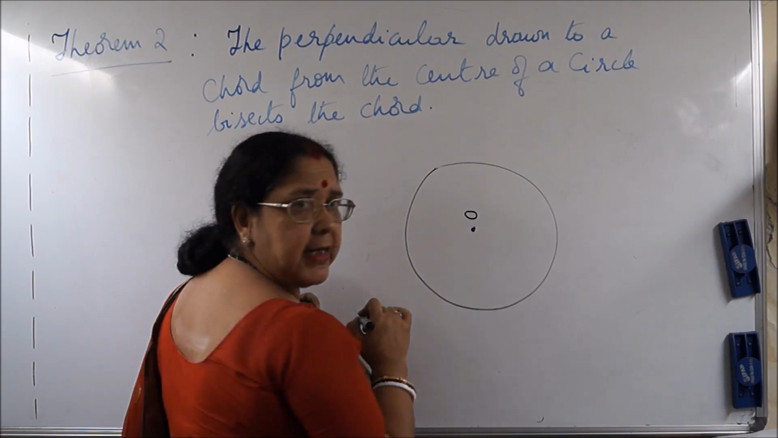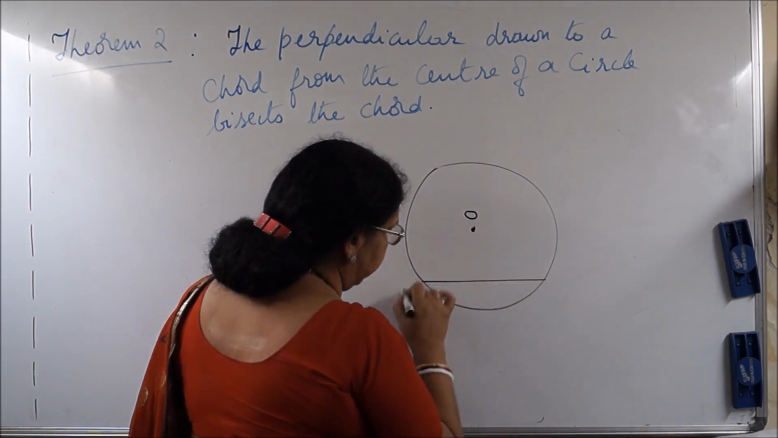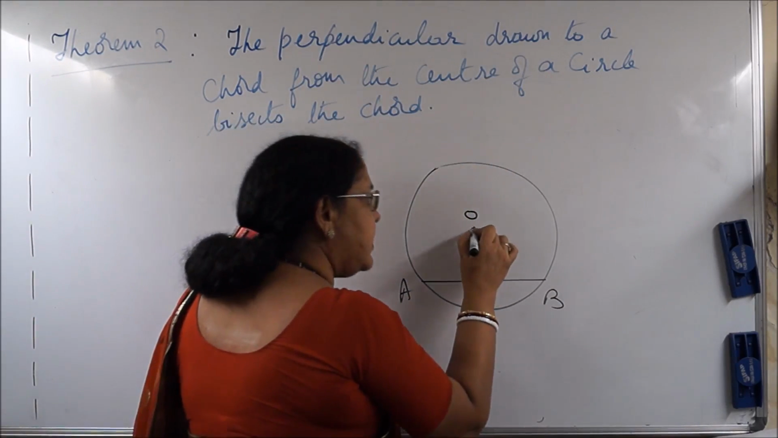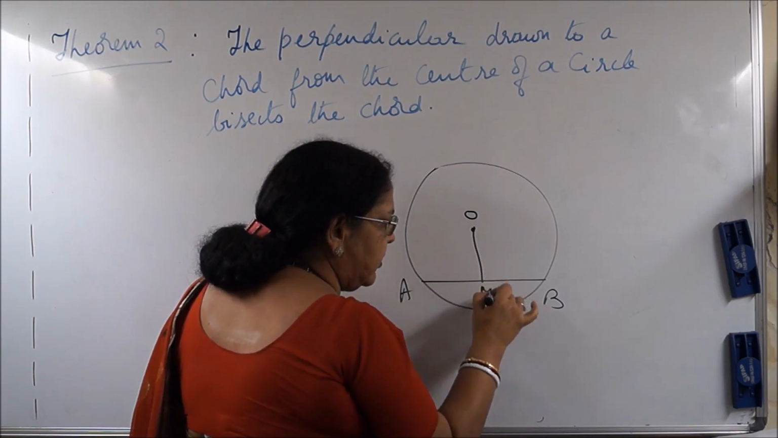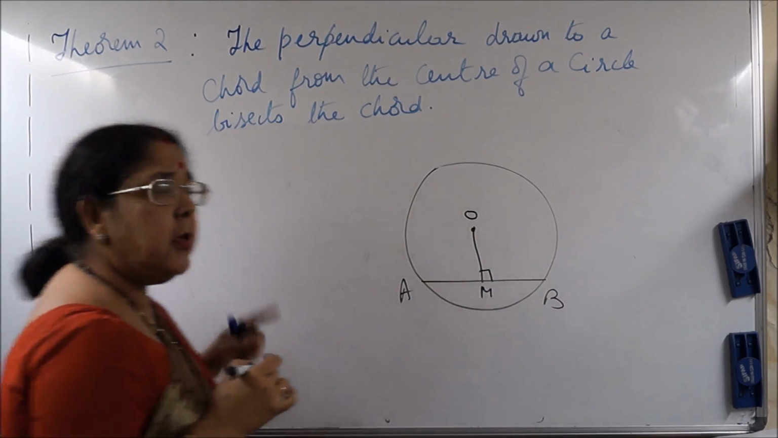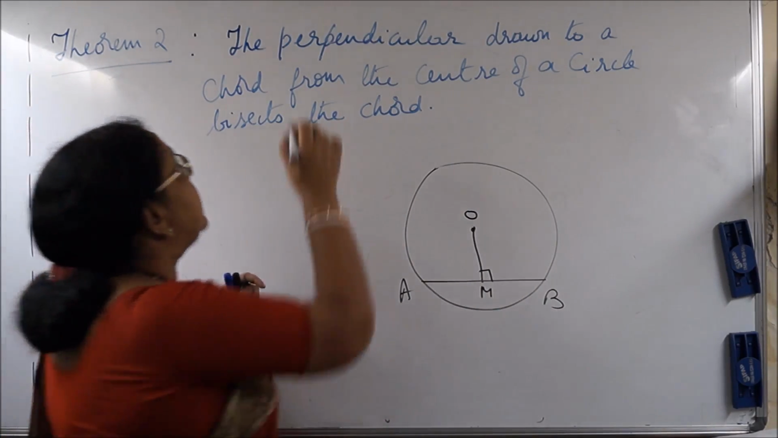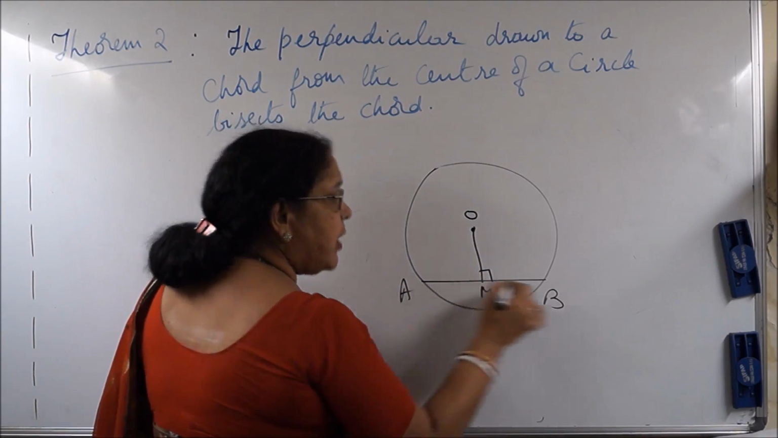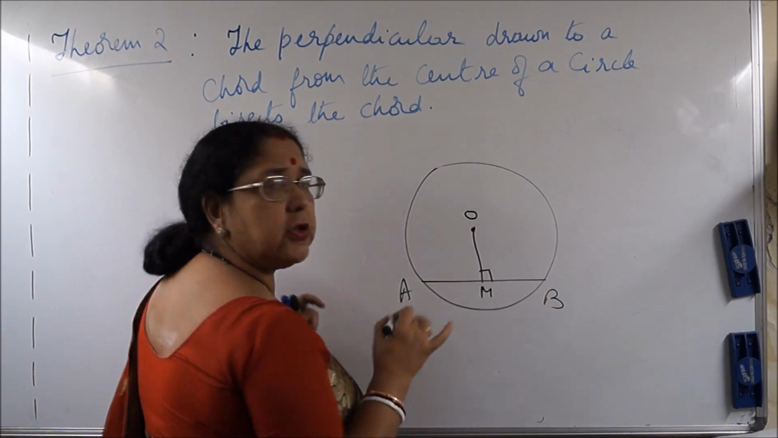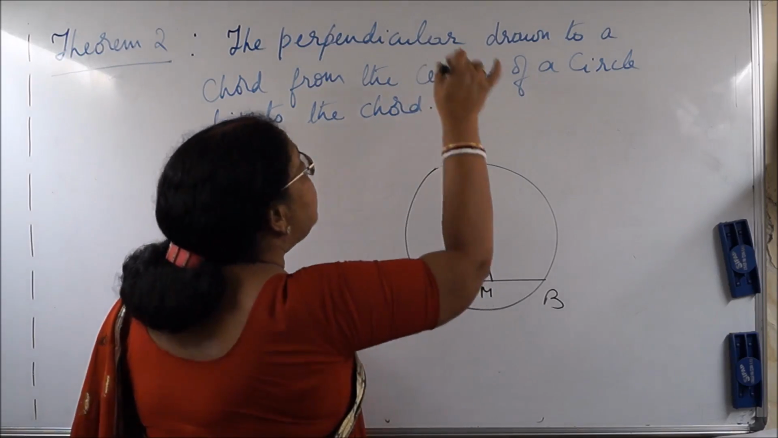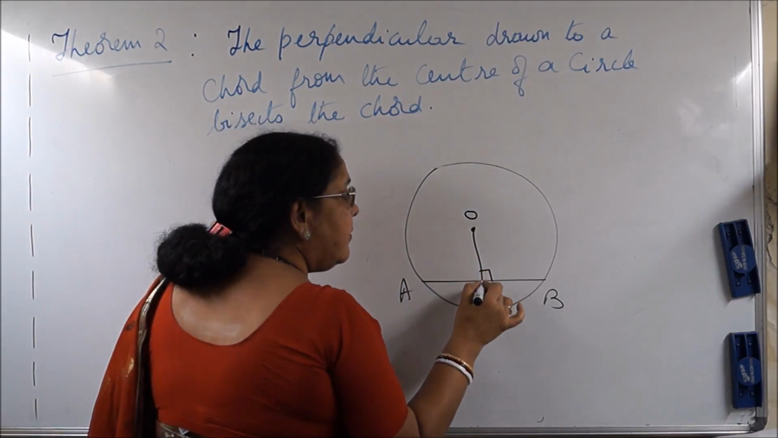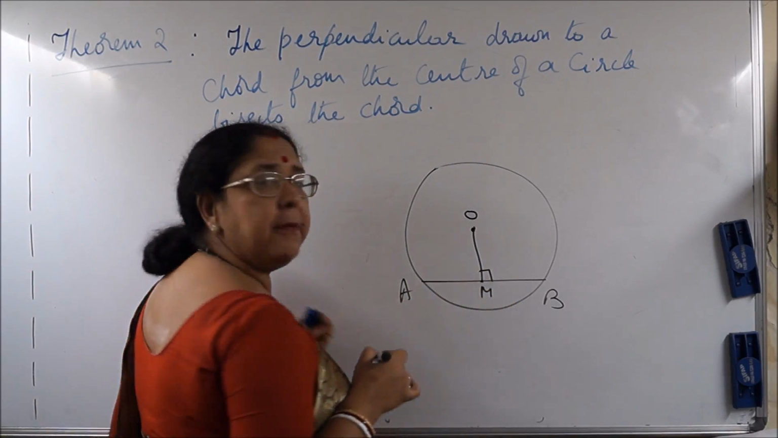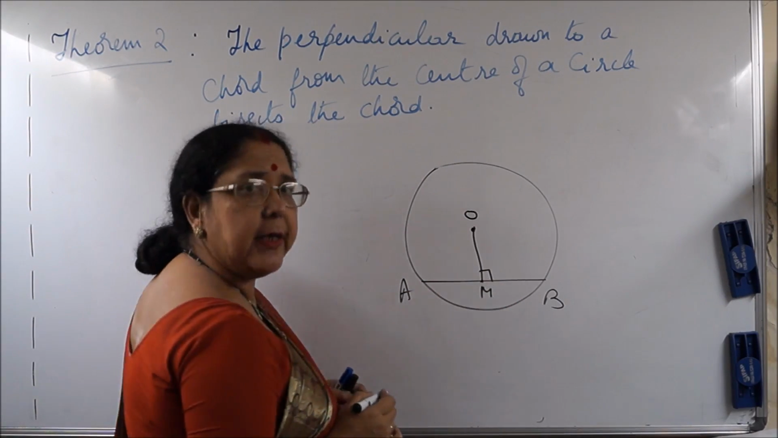A circle with center O, a chord AB, the perpendicular drawn. That means a perpendicular is dropped on the chord AB from the center of the circle. So the perpendicular is drawn from the center of the circle to a chord. Now we are proving that it will bisect the chord, or in other words we will prove that M is the midpoint of the chord AB.